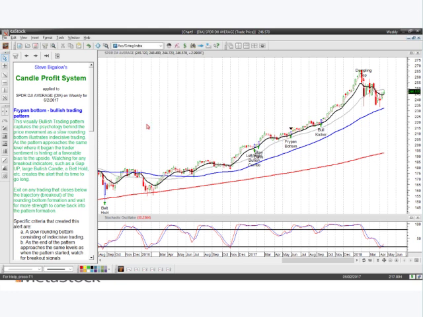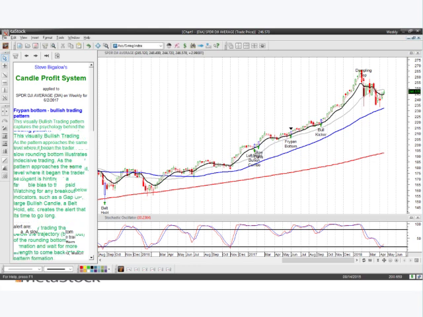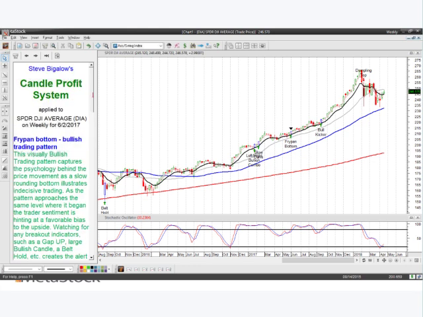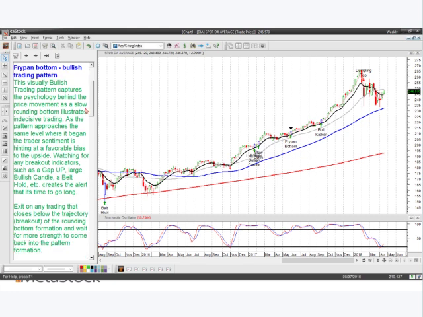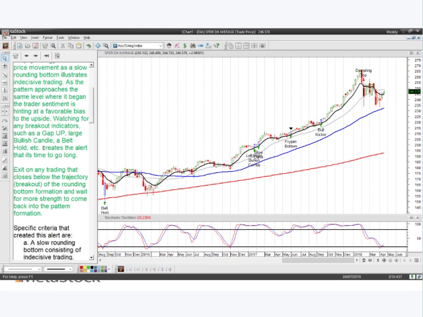So in this particular case, I'm going to make this a little bit bigger for you so you can read it along with me. But in this case, we had a fry pan bottom that formed right here. This visual bullish pattern captures the psychology behind the price movement, tells you a little bit about the pattern and the sentiment behind the pattern. It's obviously a long signal. It gives you some advice on how to go long, and it tells you how to get out of the trade. So in this case, you'd want to exit on any trading that closes below the trajectory breakout of the rounding bottom formation and wait for more strength to come back into the full pattern formation.